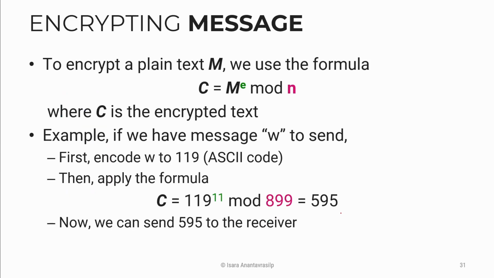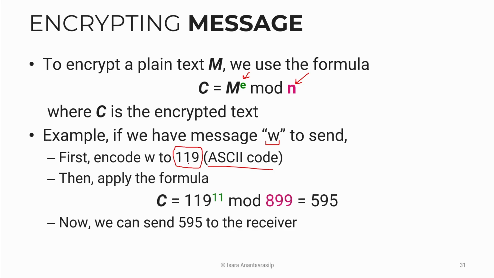Now, how it works is this. To encrypt plaintext M, we can use the formula C equals M to the power of E mod N. Remember that E is your public exponent and N is your modulus. C is your encrypted text. For example, we have the message W that you want to send. You can encode W to 119 using ASCII code, or basically any way you like.